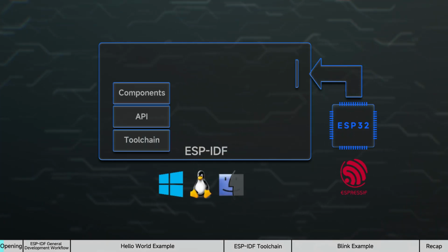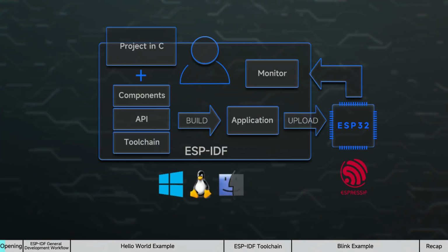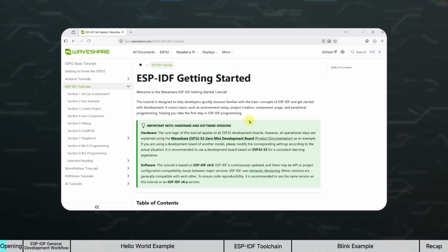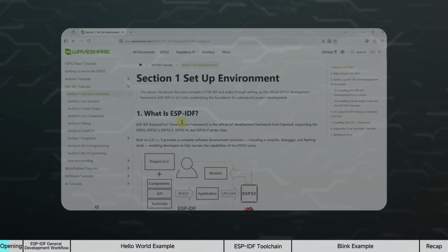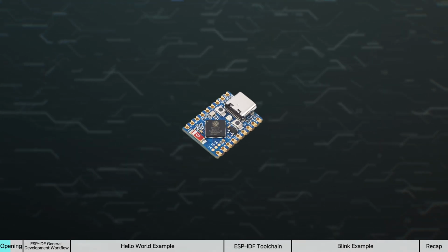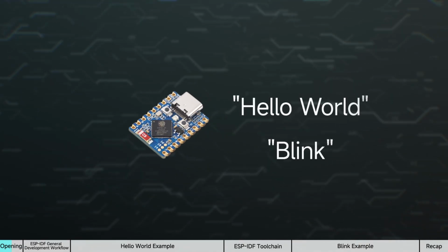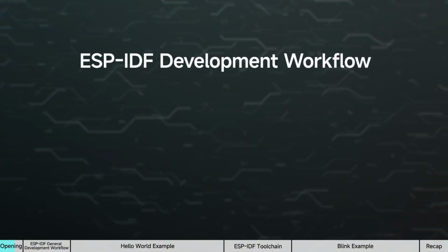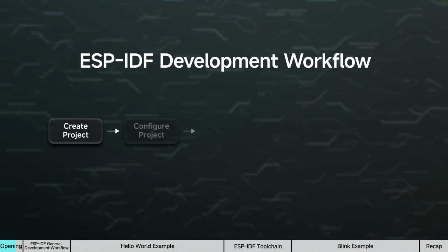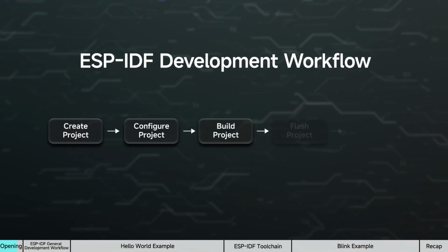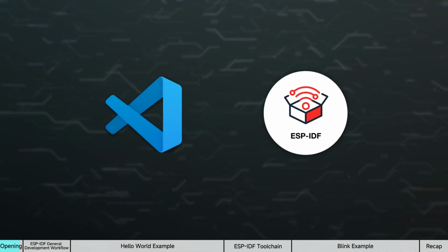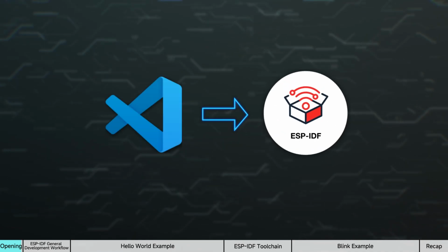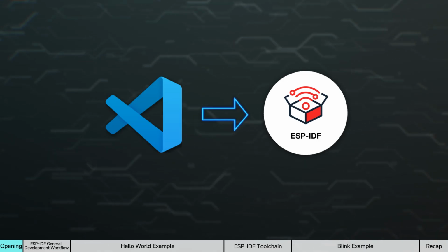In the previous lesson, we set up the ESP-IDF development environment. If you haven't done that yet, we recommend reviewing the first lesson and making sure your environment is ready before continuing. In this lesson, we will run two official examples, Hello World and Blink, to get familiar with the complete ESP-IDF development workflow from creating a project, configuring the chip, building the firmware, flashing the device, to monitoring the serial output. By the end of this lesson, you will have a clear picture of how to develop with ESP-IDF in VS Code.